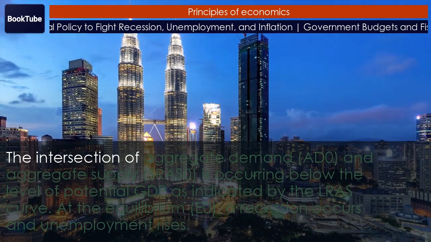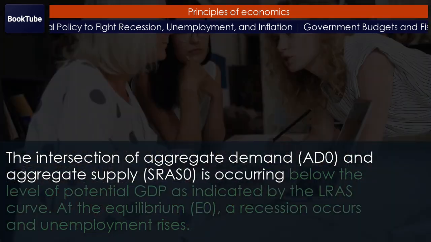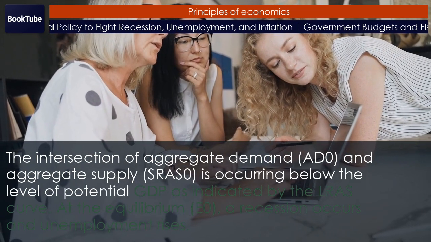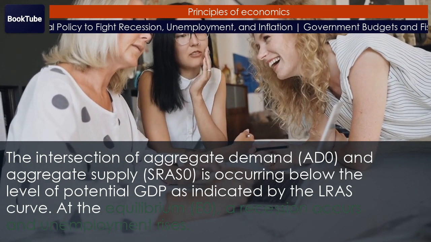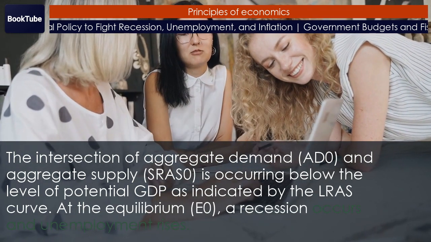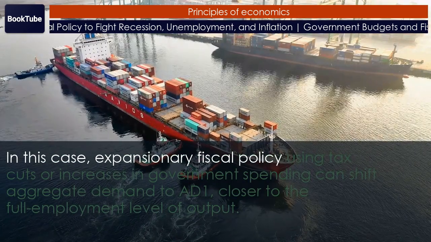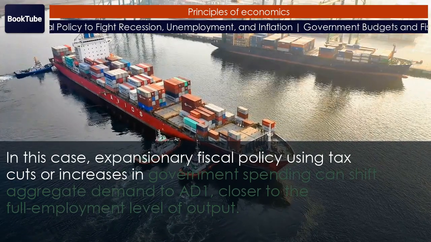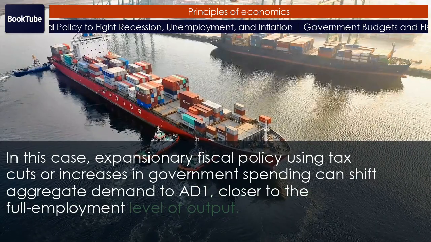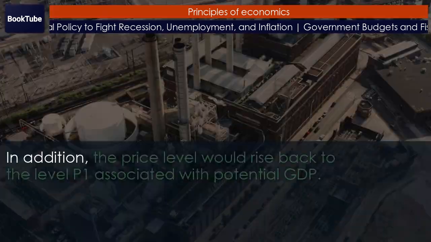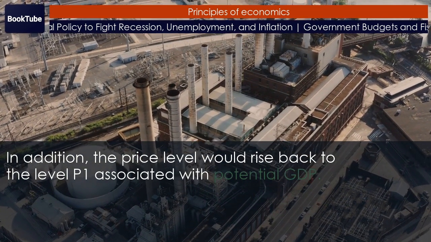The intersection of aggregate demand, AD0, and aggregate supply, SRAS0, is occurring below the level of potential GDP as indicated by the LRAS curve. At the equilibrium, E0, a recession occurs and unemployment rises. In this case, expansionary fiscal policy using tax cuts or increases in government spending can shift aggregate demand to AD1, closer to the full employment level of output. In addition, the price level would rise back to the level P1 associated with potential GDP.